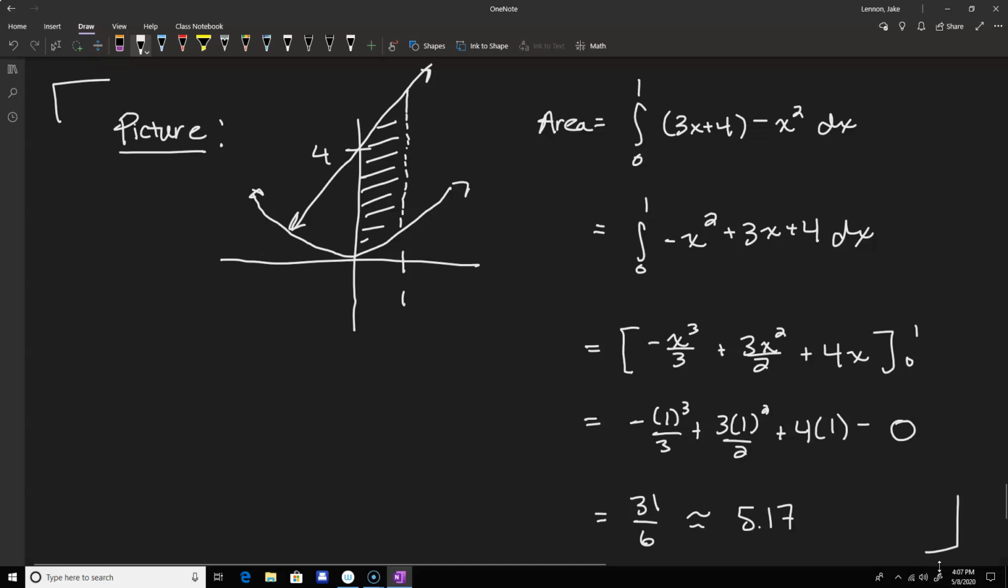Anyway, that's it. So that's the big connection between the antiderivative and the problem of finding the areas under curves. So that's solved by the fundamental theorem of calculus.